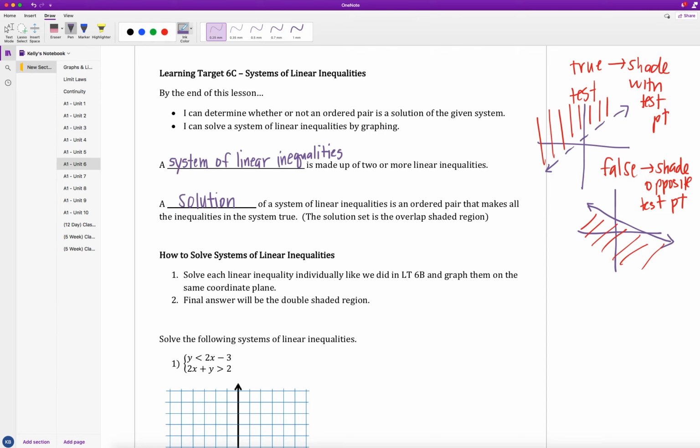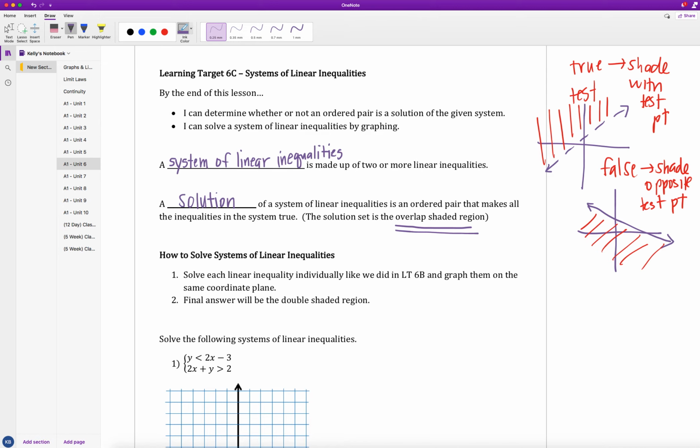And a solution for a system of linear inequalities is the ordered pair that makes all the inequalities in the system true. So what we're looking for is where the overlapping shaded region is. What we're going to do is take two of those problems that we had done in the last section and just put them together on one graph. And our final answer will be where their shading overlaps.